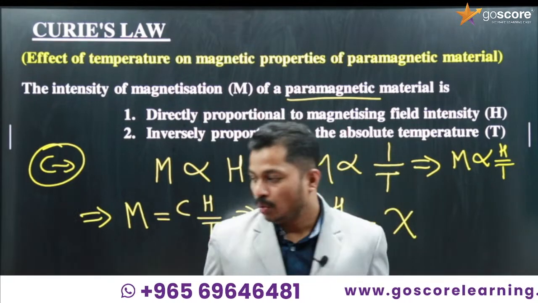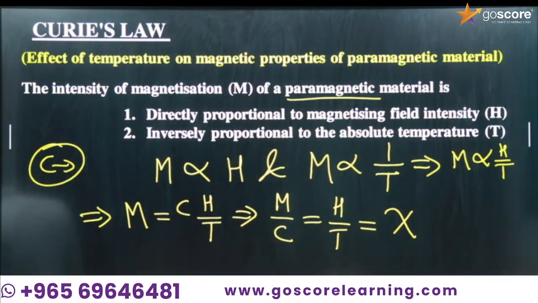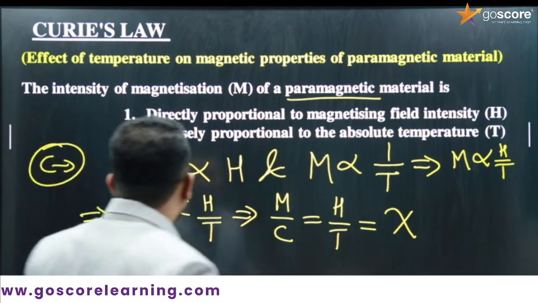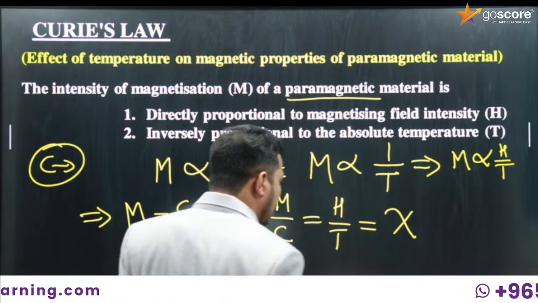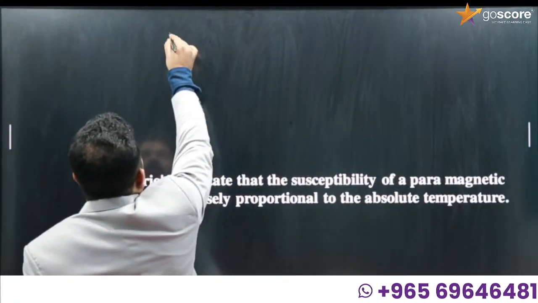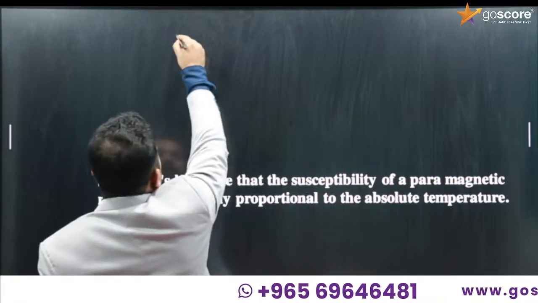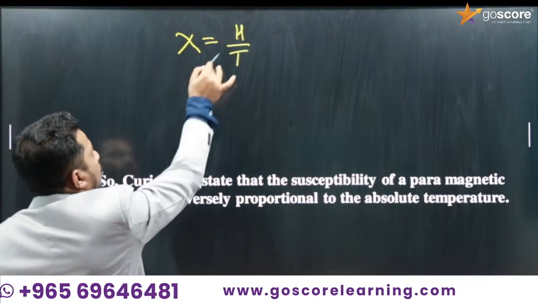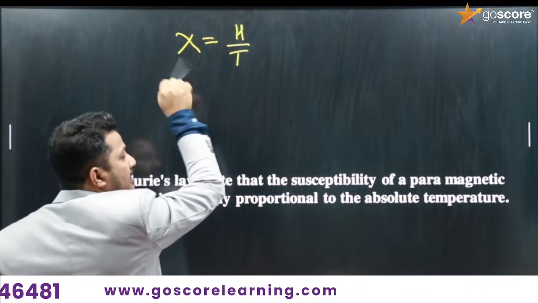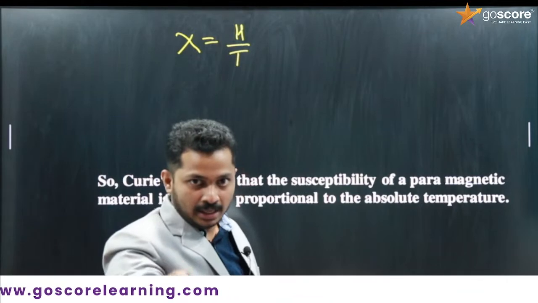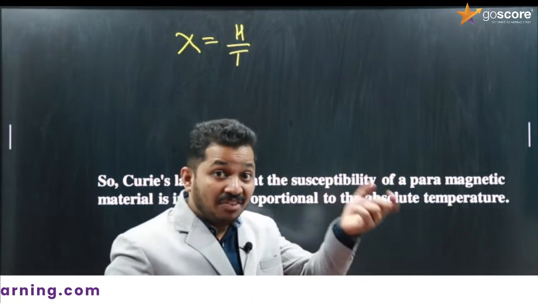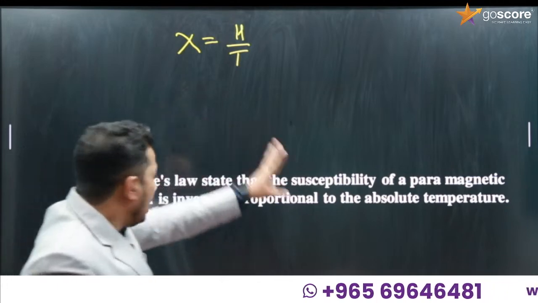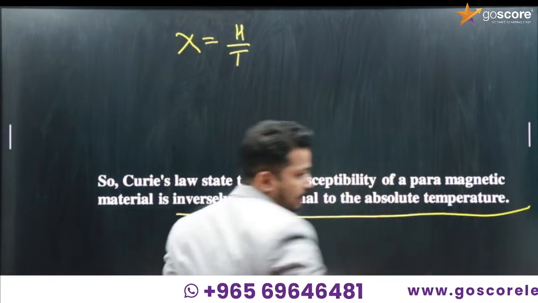Do you remember what chi is? Chi is the magnetic susceptibility. So from this equation, what can I write? Chi is equal to H divided by T. Magnetic susceptibility is equal to H divided by T, where T is absolute temperature. Or I can say that for a paramagnetic material, magnetic susceptibility is inversely proportional to absolute temperature. So Curie's law states that the magnetic susceptibility of a paramagnetic material is inversely proportional to absolute temperature.